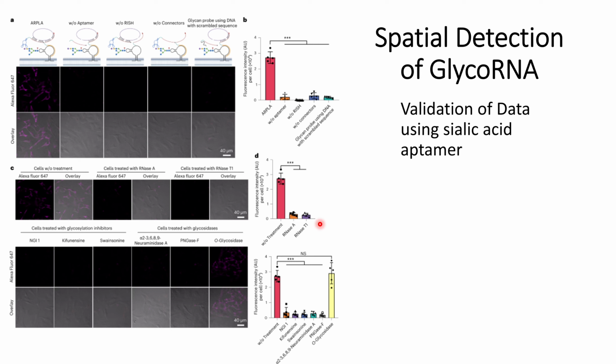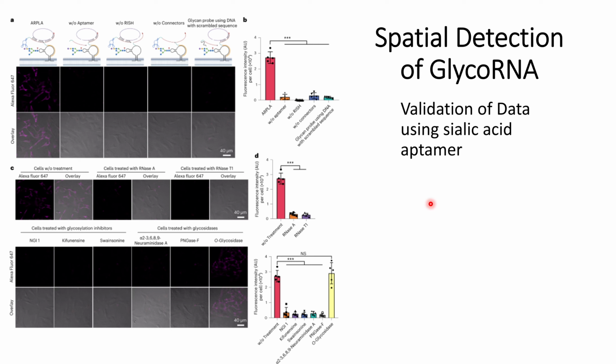And the last one is this. I forgot to discuss this panel. It is the quantitative analysis of these fluorescence images. In this case, we can see that without treatment is similar to O-glycosidase, because O-glycosidase has minimal effect on sialic acids in the normal healthy cells.